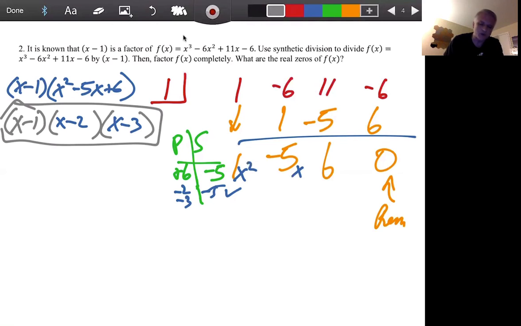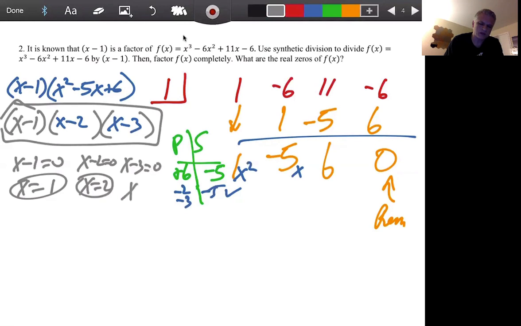So if we want these zeros, we could say x minus 1 is 0, so x is 1. X minus 2 is 0, so x is 2. And x minus 3 is 0, so x is 3. Again, take your graphing calculator, graph this, and you'll see that your function crosses the x-axis at positive 1, positive 2, and positive 3. No bouncing, no flattening, all of them multiplicities of 1. Okay, so those are the real zeros. We've labeled everything. We are done.